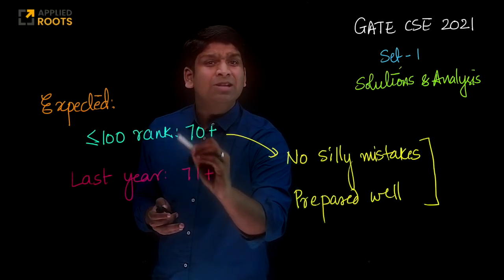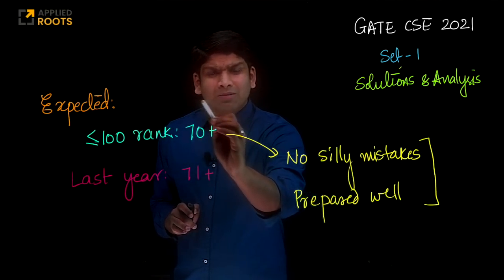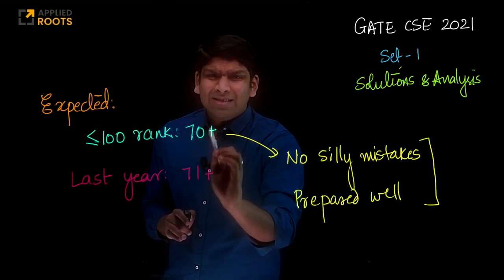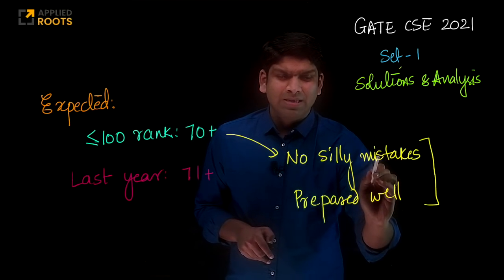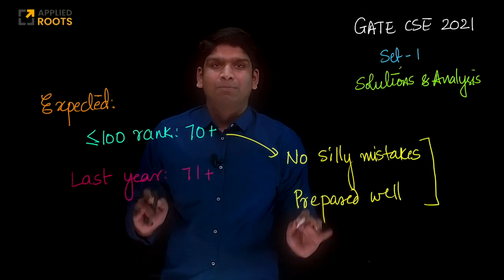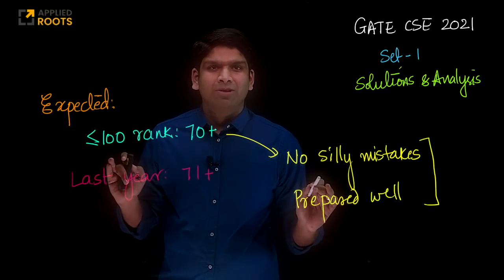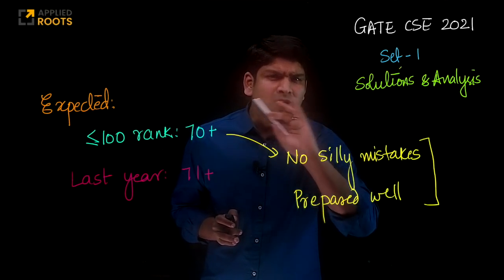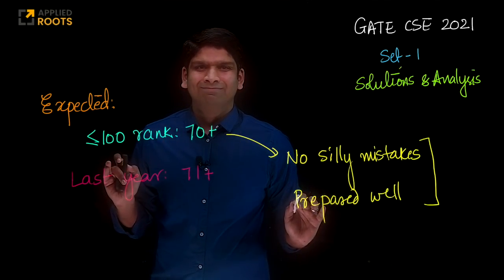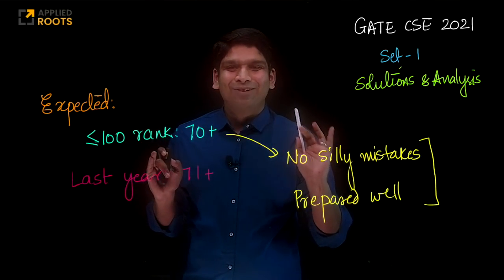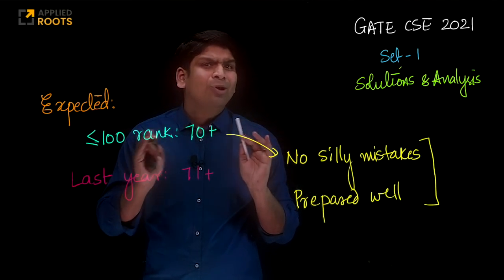Okay, this is just an educated guess. As we call in statistics, it's a guesstimate. Again, students can score 70 marks in this question paper, as long as you have avoided silly mistakes and have done thorough preparation. If you have prepared all subjects thoroughly, practiced sufficient questions, and avoided most silly mistakes, it is possible to score 70 marks comfortably. These are the two things. If you have done it, you would score 70 plus marks and most likely get a rank below 100.